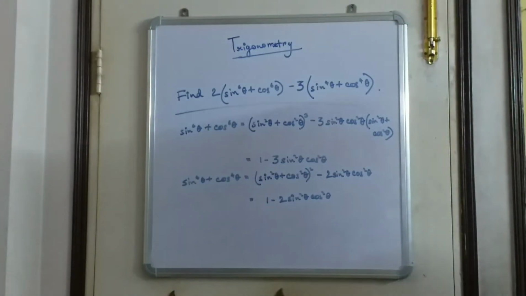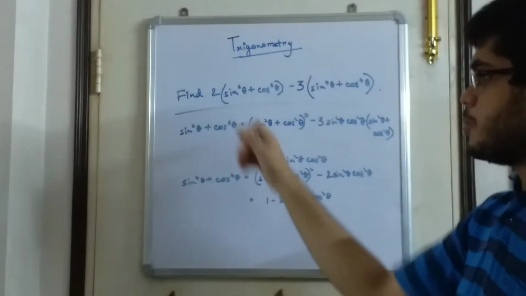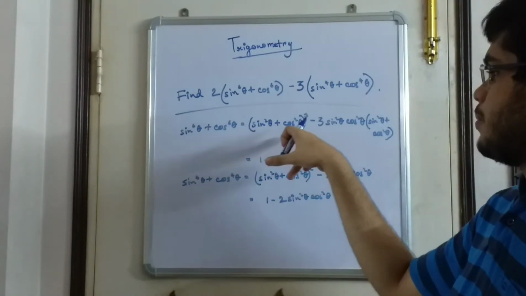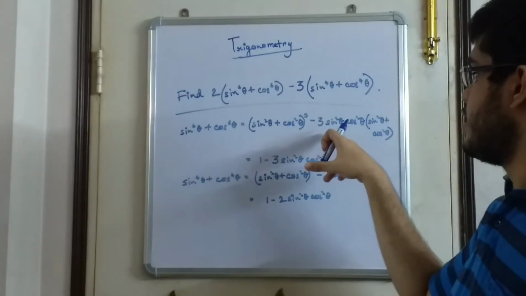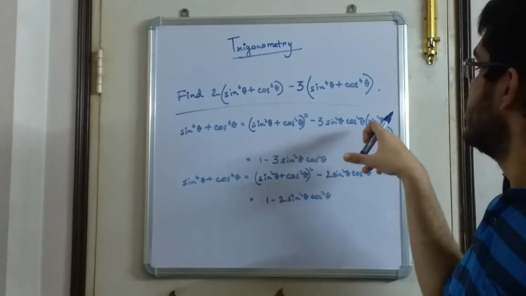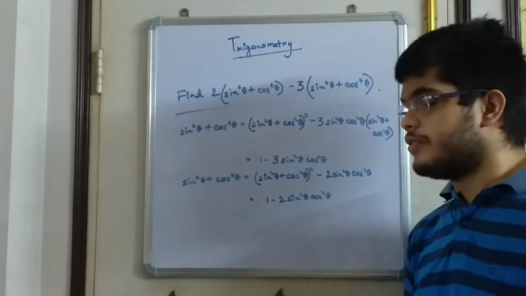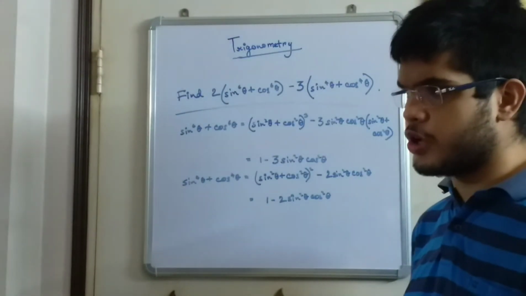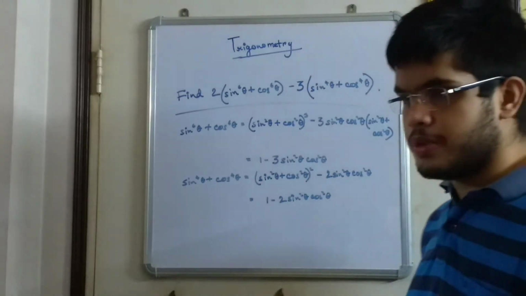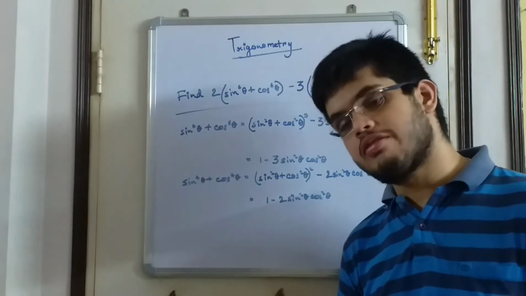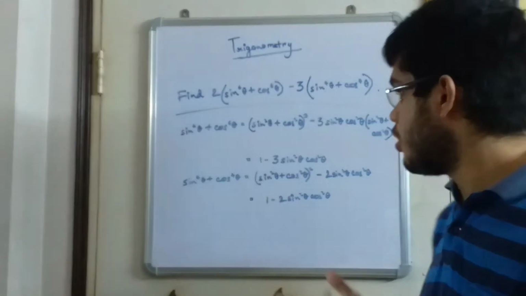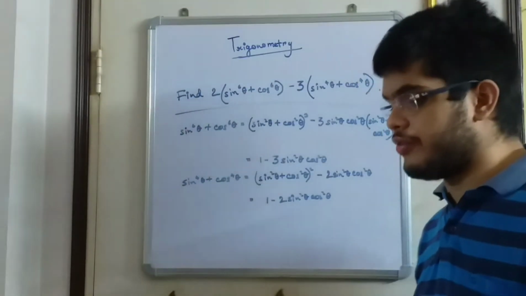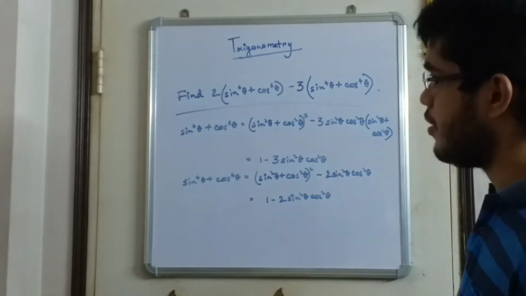So just see this. Sin to the power 6 theta plus cos to the power 6 theta, we can write this as sin square theta plus cos square theta whole cube minus 3 sin square theta cos square theta into sin square theta plus cos square theta. We are just using the formula of a plus b whole cube, which is equal to a cube plus b cube plus 3ab into a plus b. Okay, now sin square theta plus cos square theta is 1. You should have got it from the first formula.